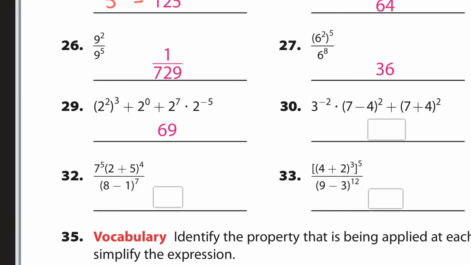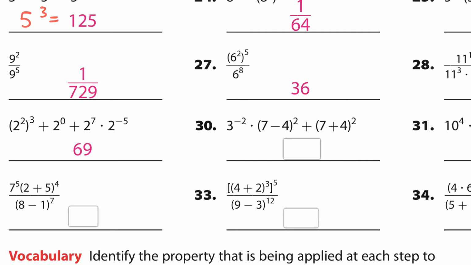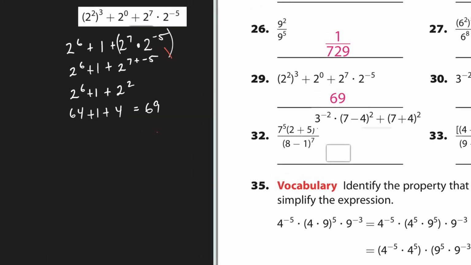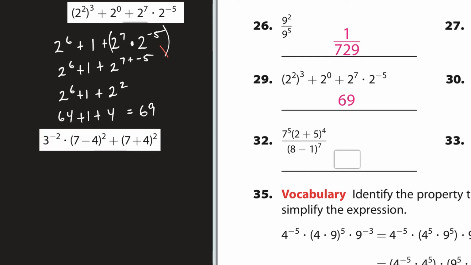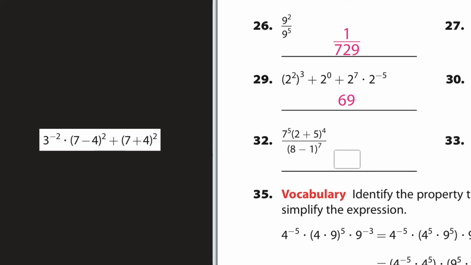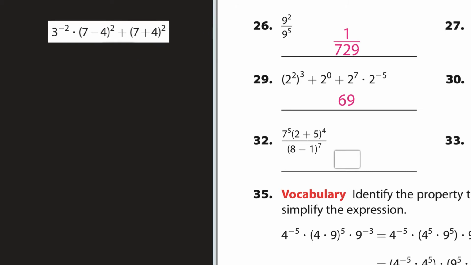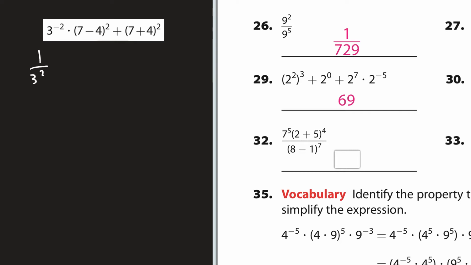Number 30. Ooh, another long problem here. Let me copy this, and I'm going to bring it over here where I can do more with it. Got a little more space. I'm going to get rid of these and move this up here. So negative exponents are going to go into the denominator. So this is 1 over 3 to the second times 7 minus 4 is 3 to the second, plus 7 plus 4 is 11 to the second power. I'll put it in parentheses just so you can see. So I did some stuff here.